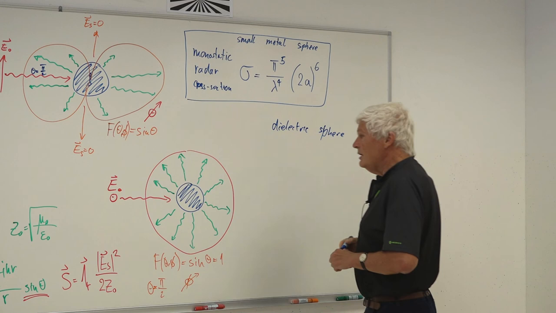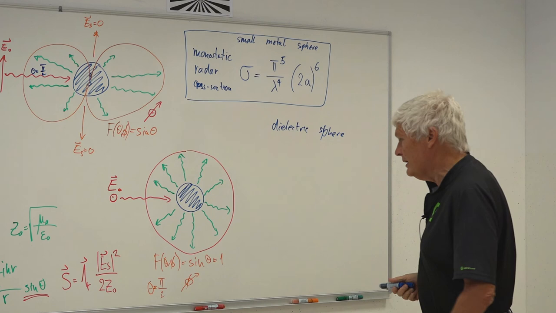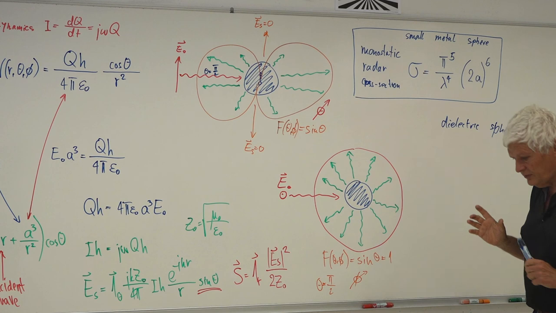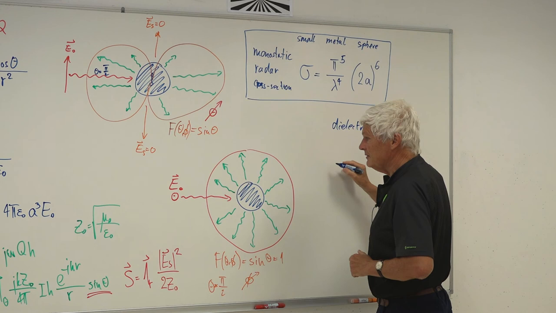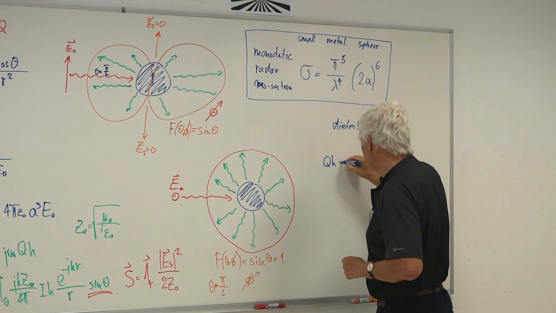We handle them in exactly the same way as we did here. So I can just rewrite this equation here. Also, the dielectric sphere can be handled with a point dipole, a small dipole in the center of the dielectric sphere, except for a dielectric factor.